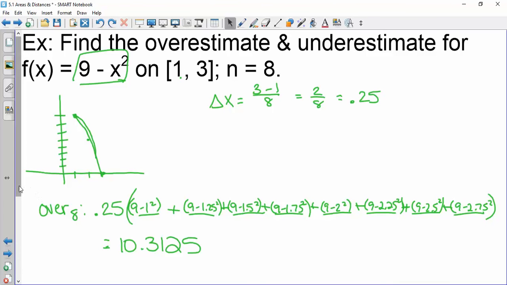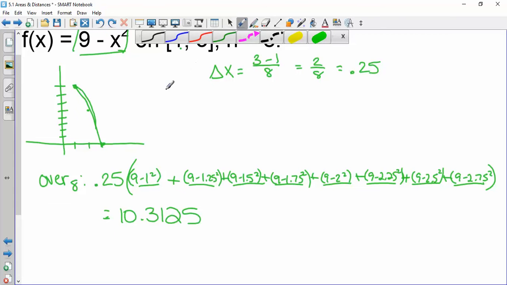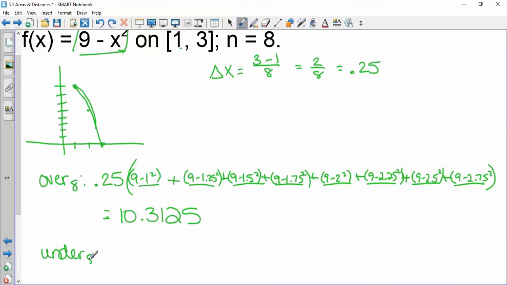Okay, so for the underestimate, we know, first of all, that my answer should be smaller than this. It'll still be 0.25. What will I put in for my first number? 1.25. And I'm going to be lazy, I don't want to write all this out. What's my last one going to be this time? It should be 3.